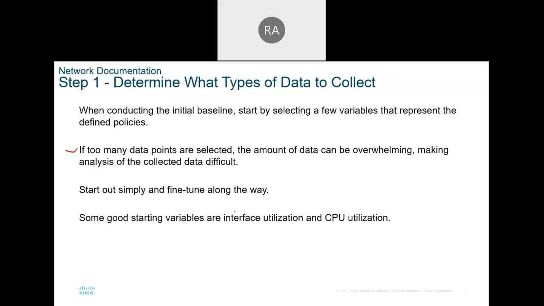You can start small and keep on building as time goes on. Some good starting variables are interface utilization. This one is non-negotiable. You need to understand the interface utilization of your devices. CPU utilization, non-negotiable. These are data that you need to be aware of when you are doing your baseline.